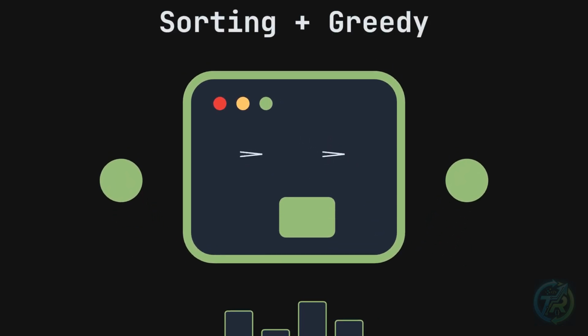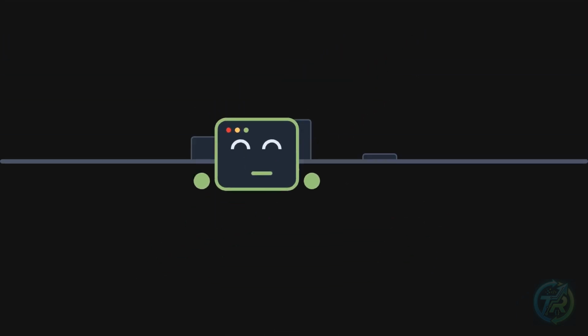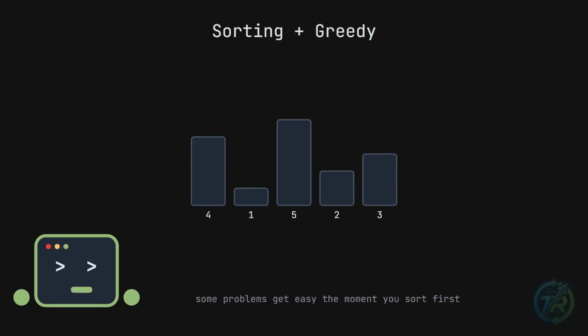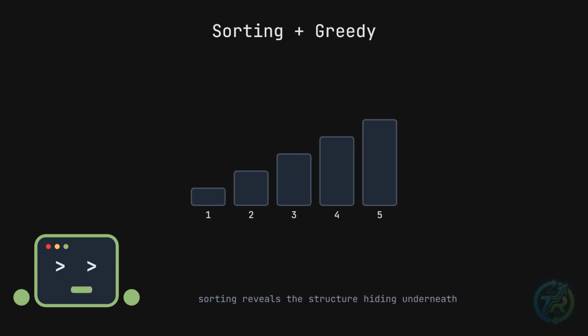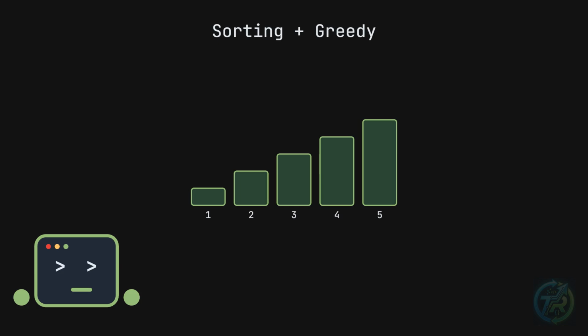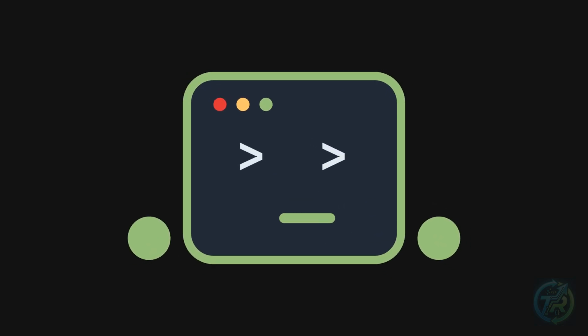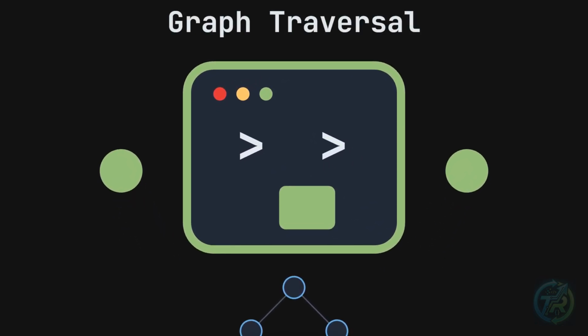Some problems get easy the moment you sort them first. Sorting first often reveals the structure. A problem is hiding, neighbors become comparable, and patterns emerge. A greedy approach then picks the best local choice at each step without ever looking back. It works when a locally best choice always leads to a globally best answer, which is exactly what a good sort sets up. Sort to expose the structure, then greedily commit to each best choice. No backtracking needed.